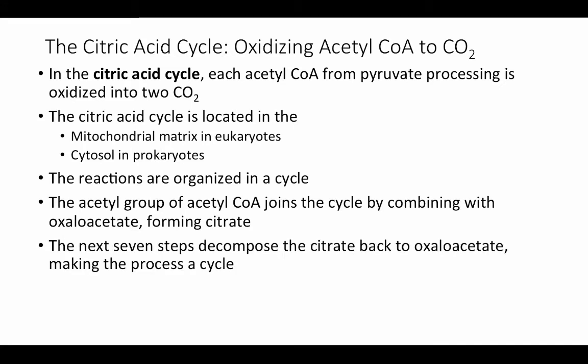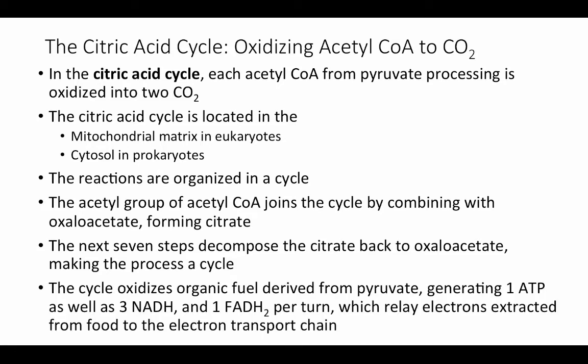So then the next 7 steps of the citric acid cycle are going to result in the conversion of this citrate back into oxaloacetate, making the process a cycle. So the output from one turn of the cycle is going to be one of the 2 inputs for the next turn of the cycle.